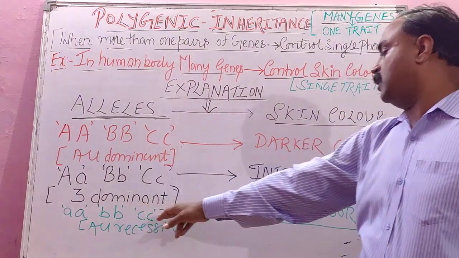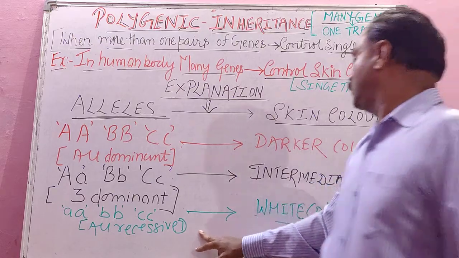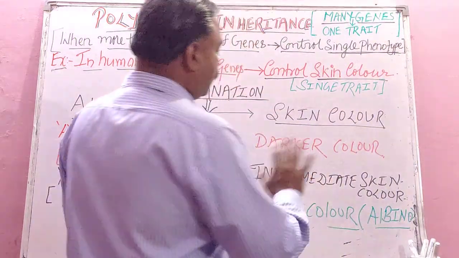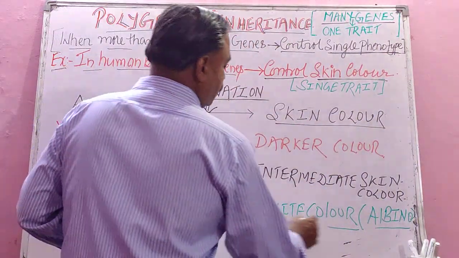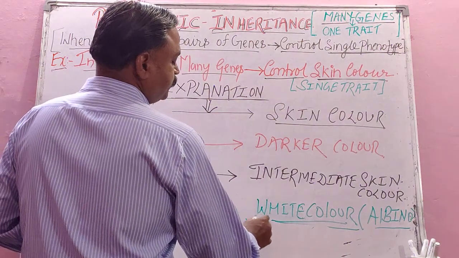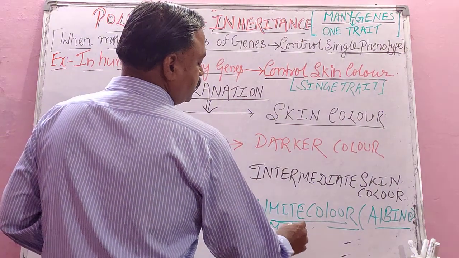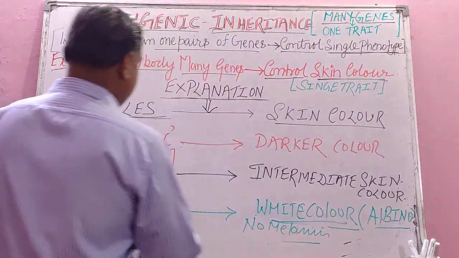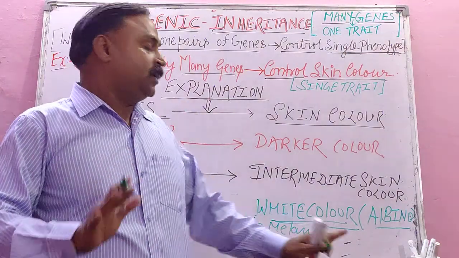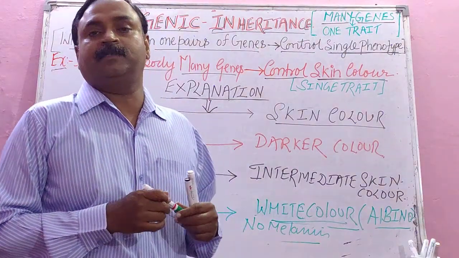Small a, small b, small c, all recessive, gives white color because melanin will be absent. Here, no melanin. Due to this recessive homozygous condition, melanin is not produced and the person is albino and the condition is albinism.